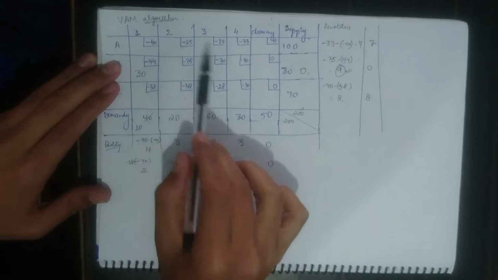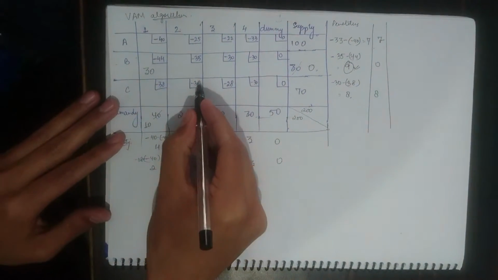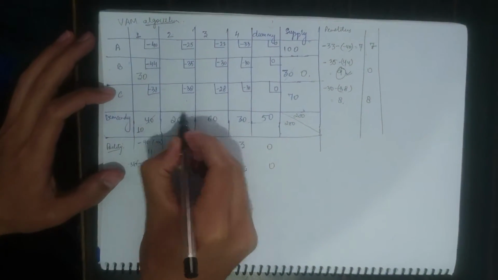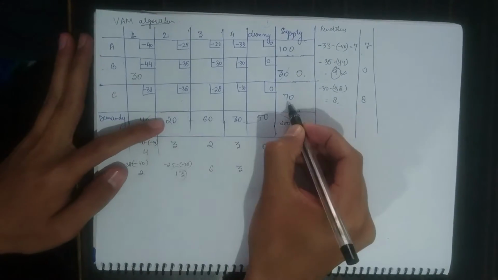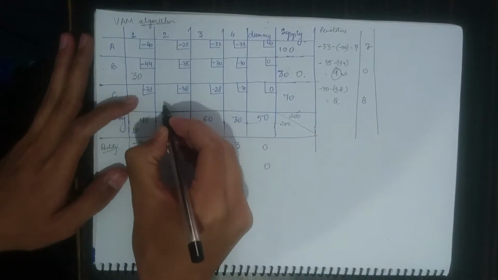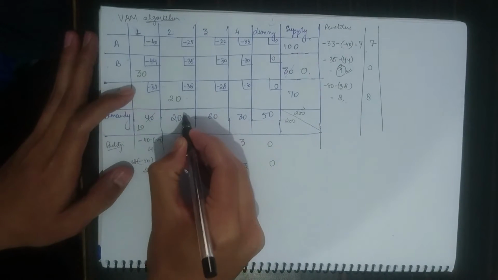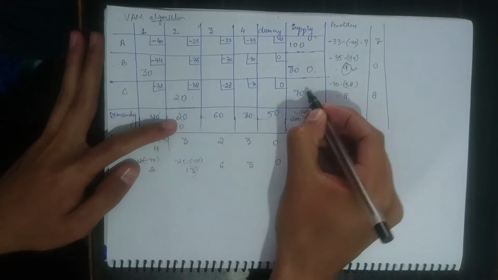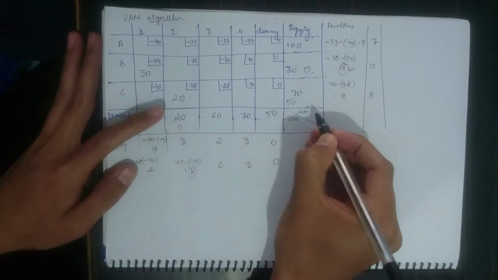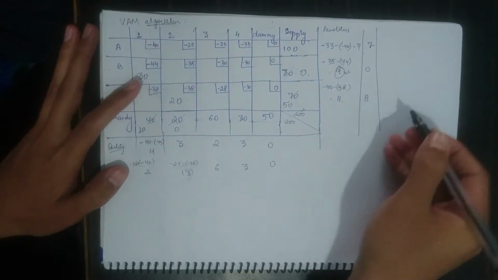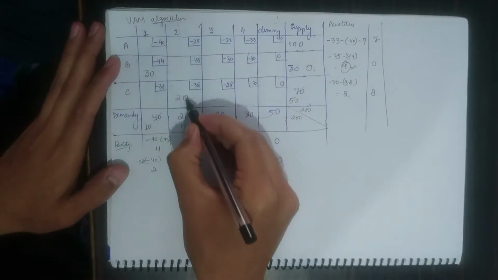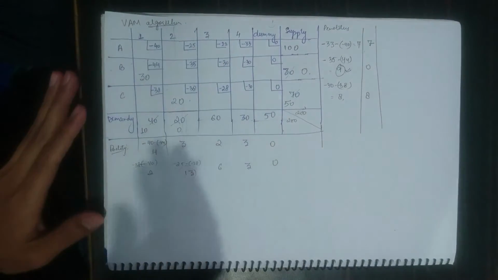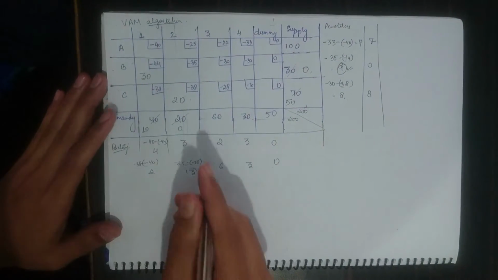Okay, we will find the minimum element, which is minus 38 right now. In this cell we will either give it 20 or 70, whichever is minimum. Here the minimum is 20, so we'll give it 20. So we are left with 0 and we are left with 50. This destination's demand is also met, so we will recalculate penalties.